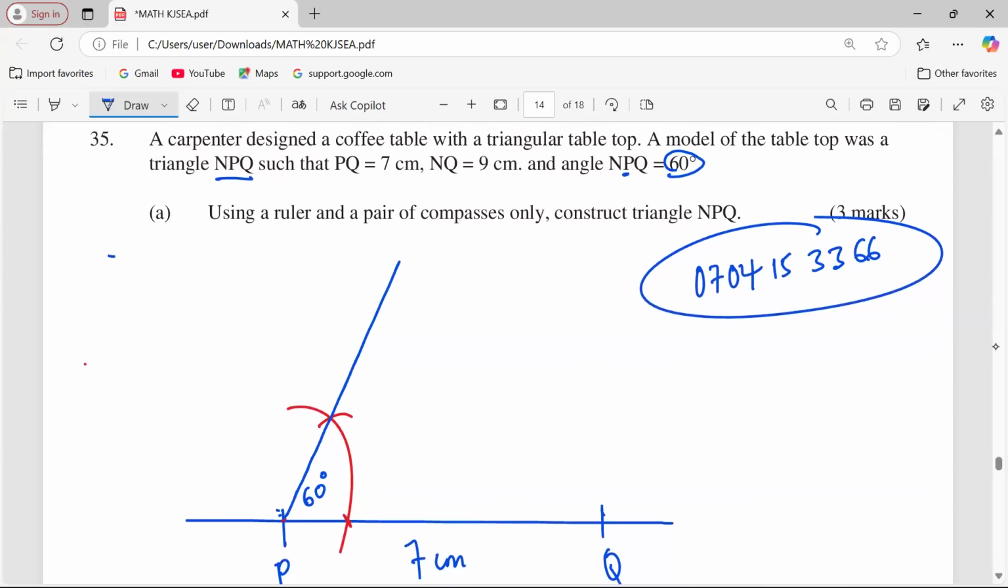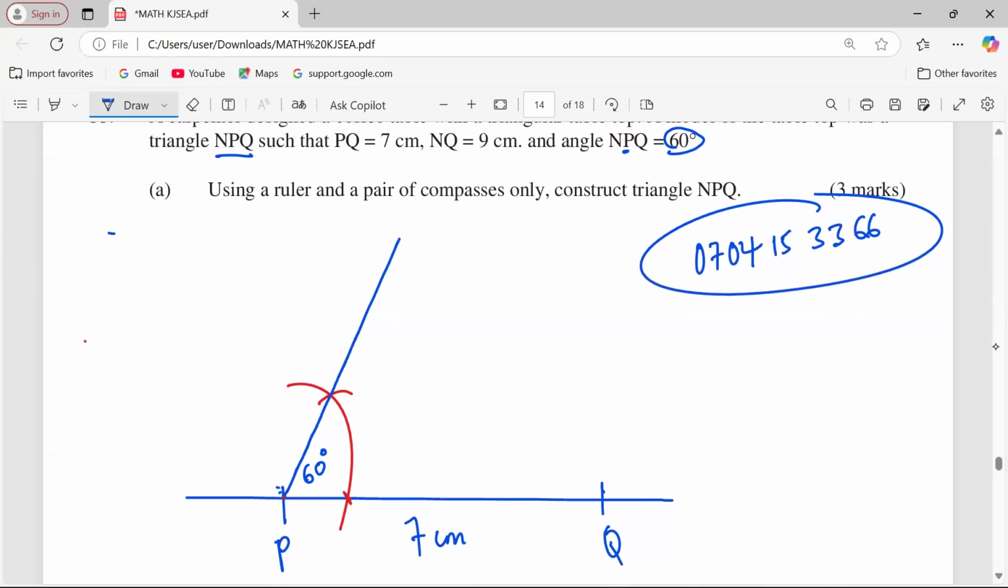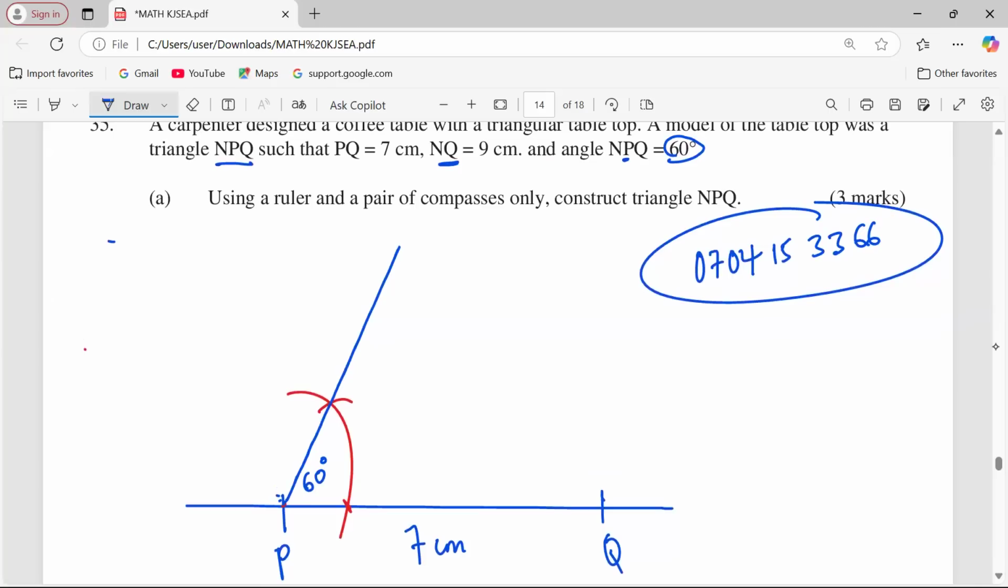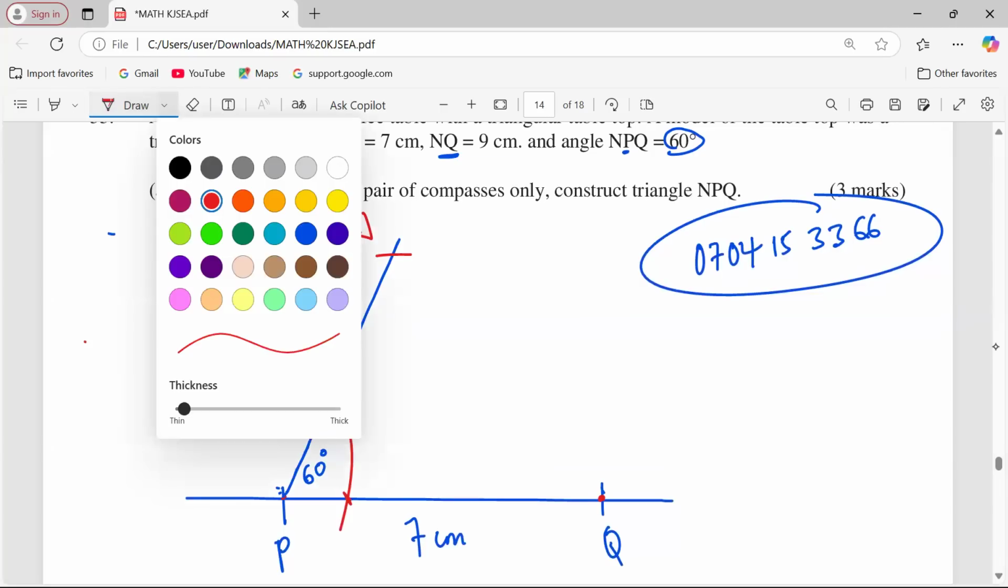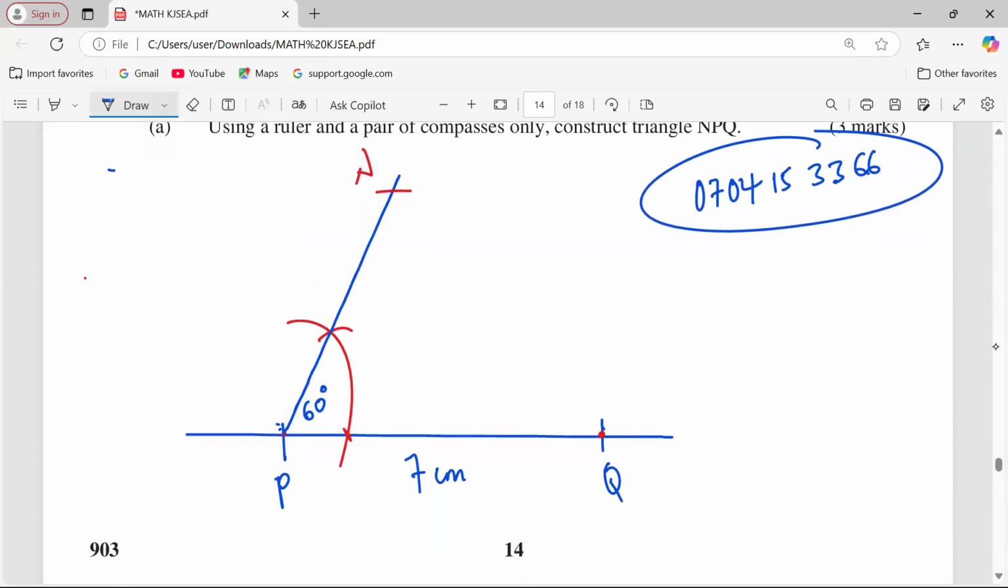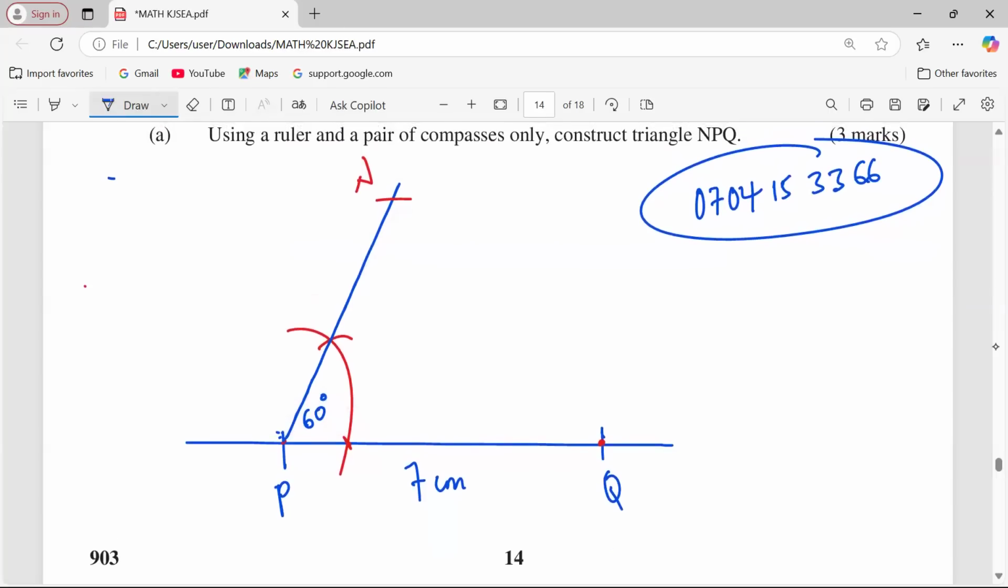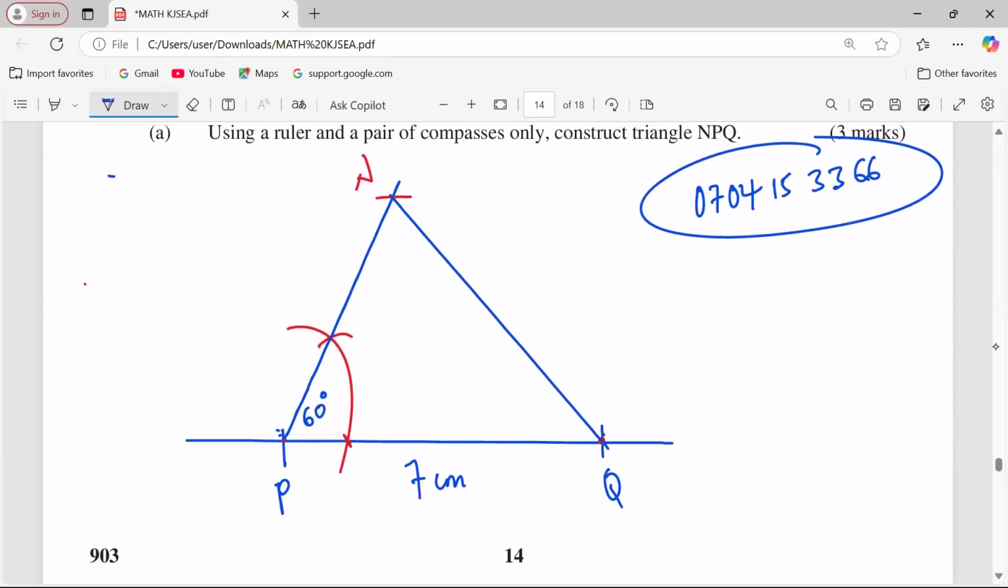Now, with 60 degrees at that point, we can measure from N to Q, sorry, 9 centimeters. Therefore, we measure 9 centimeters and we stand at Q. And wherever we intersect that line, that becomes our N. Then we connect N to Q, and we will have our tabletop for the model. Exactly that way, we now have the triangle without a protractor.